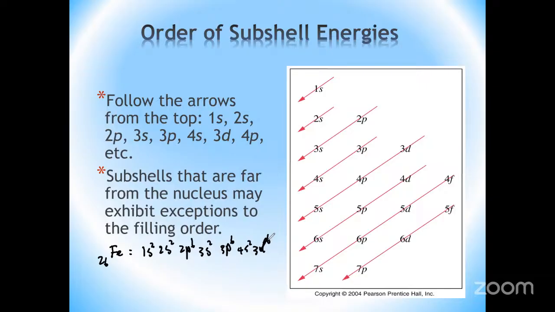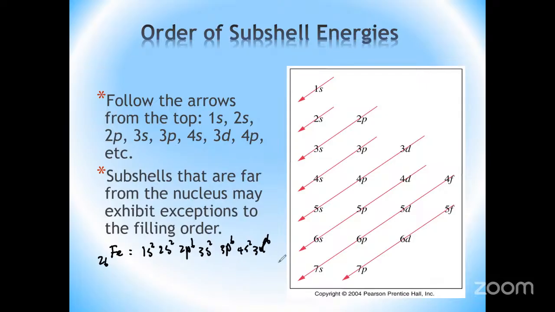All right, very good. Any questions about it? Yes, sir. Are we going to have this chart? No, you need to memorize this chart. And like I said, the way I did it, 1s, 2s all the way down to 7s, and then 2p, 3p all the way down to 7p, and then 3d all the way to 7d, and then 4f and 5f all the way down to 7f. All right, and that's it.